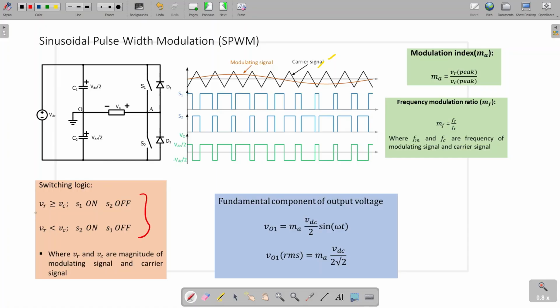If reference is greater than carrier, reference means modulating signal, this one is VR and this is VC. If VR is greater than VC, then S1 will be on and S2 will be off. And if VR is less than VC, then S2 will be on and S1 will be off. In this case, we'll get this kind of PWM signal for S1 and S2, and correspondingly we'll get the high frequency oscillating output voltage.